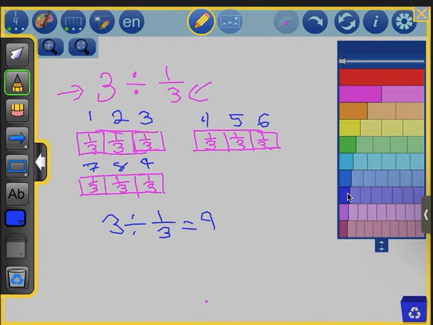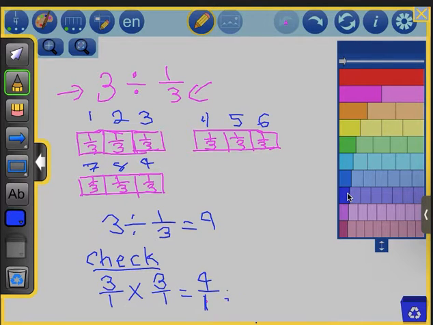And I could check this using the algorithm. Okay, and now I know this fraction is 3 over 1. I'm going to use keep, change, flip. So I change and I flip. And I end up with 9 over 1, which equals 9. So it works out pretty well. Okay, let's try another one, and this time you can try, right?